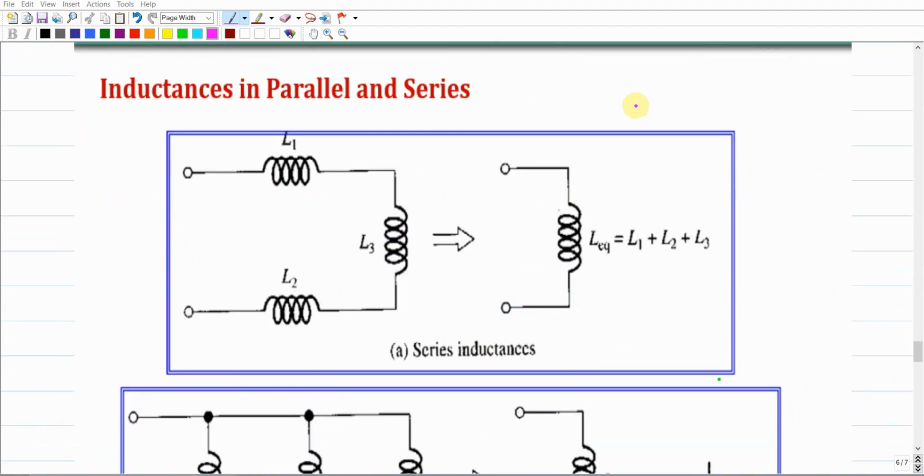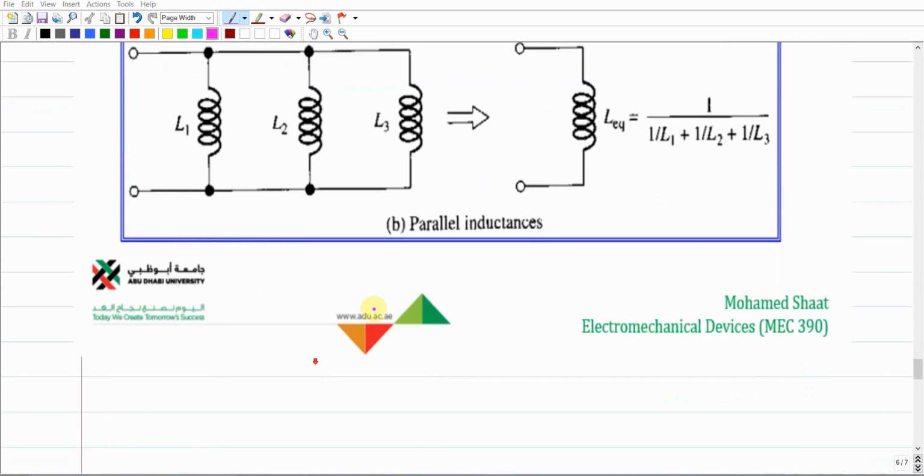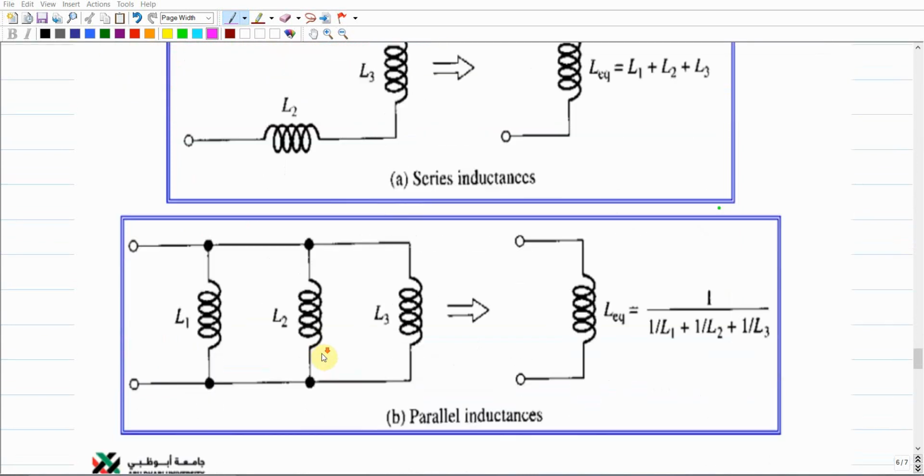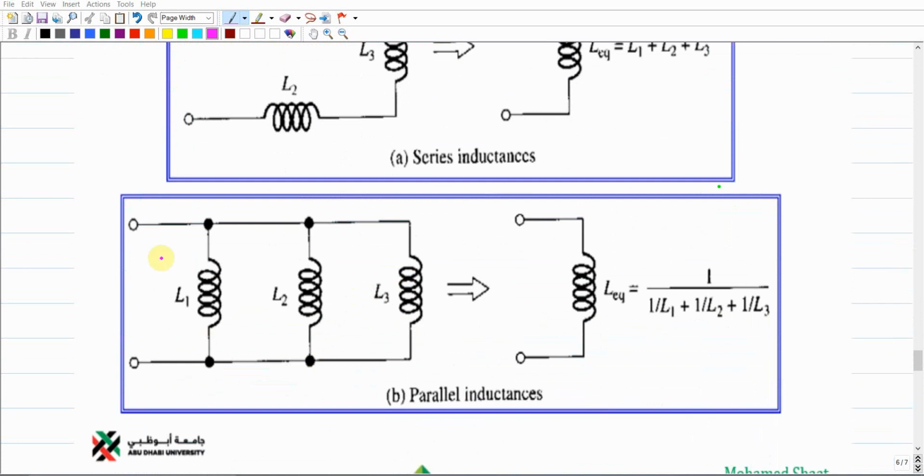Now let us move to the last part of today's lecture, which is inductances in parallel and series. What if we have a set of inductors arranged in series, like in this case, or in parallel, like in this case? We said that what distinguishes a set of electrical elements in series or parallel is that for series, they have the same current over them. But for parallel inductors, the current is split or divided over them.